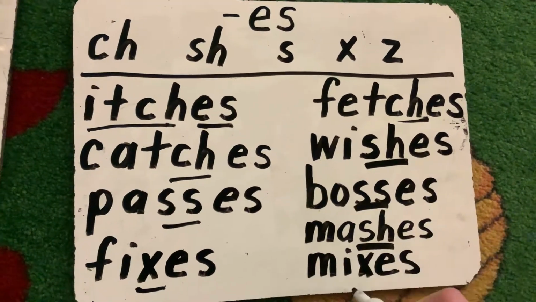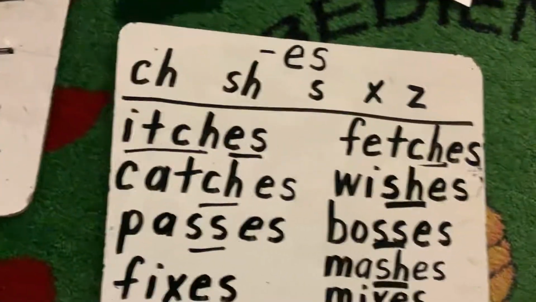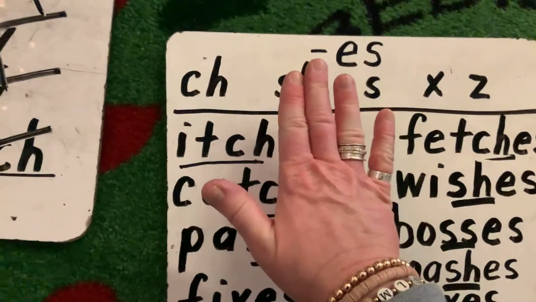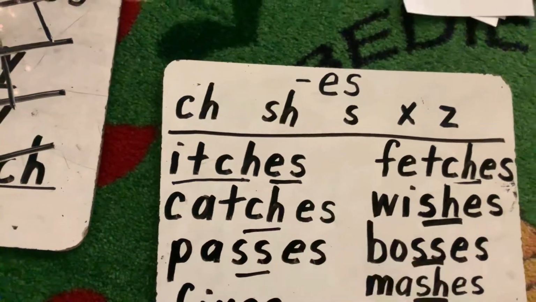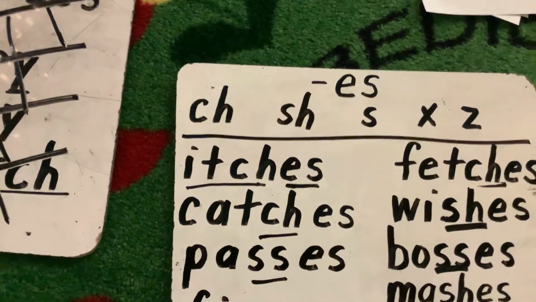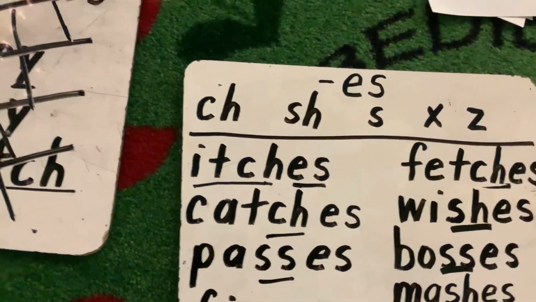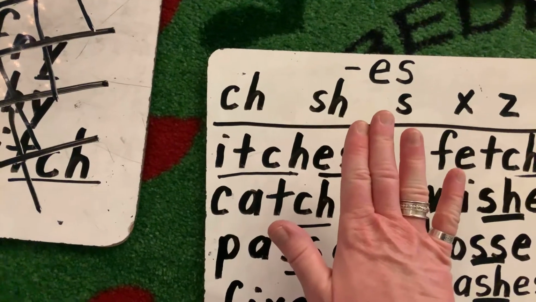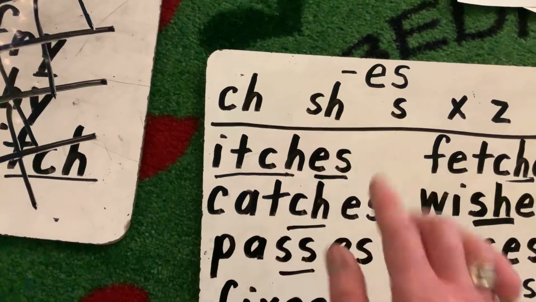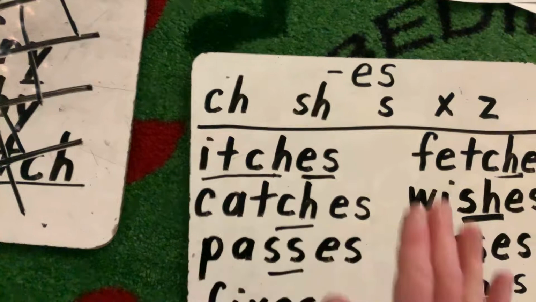So let's talk about these and look at these. So here's our base word. You echo me. Itch, itches. That means you're doing it right now. She itches her arm. I hear the es. I hear our suffix. Let's do another one. Our base word is catch. Es, catches. She's doing it right now.